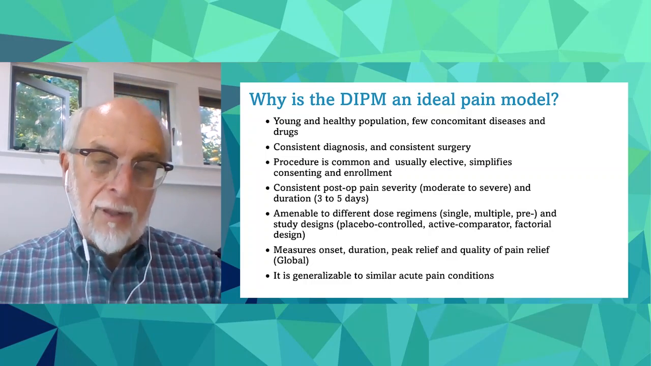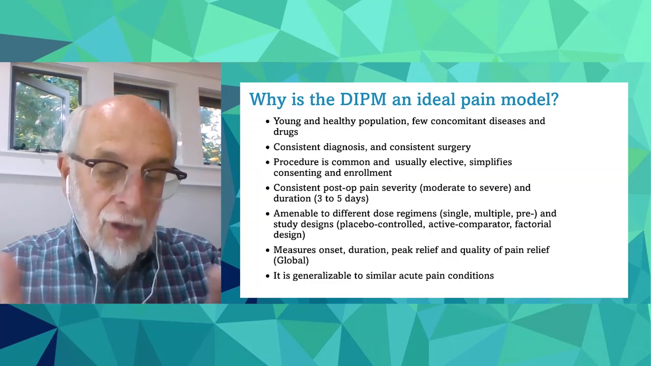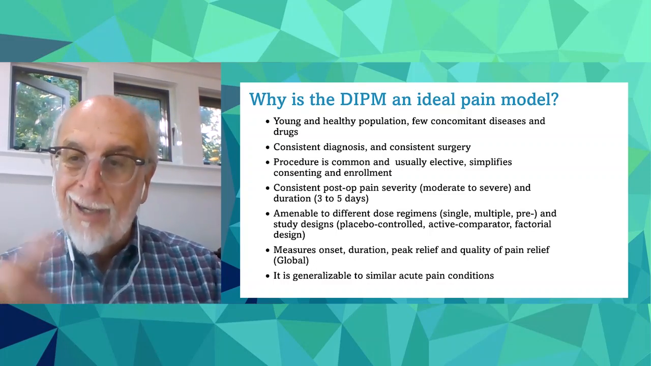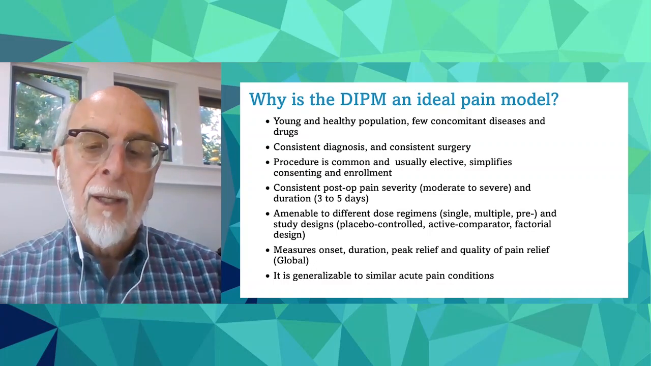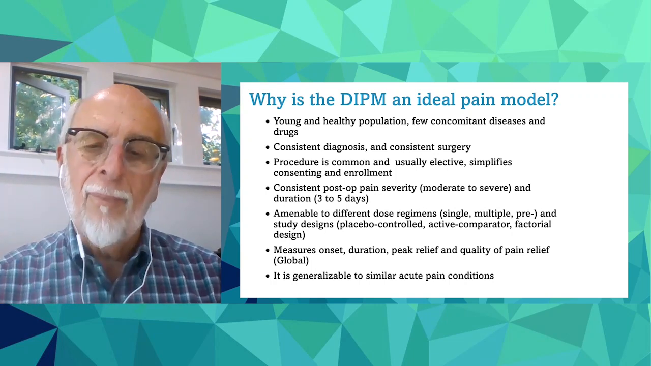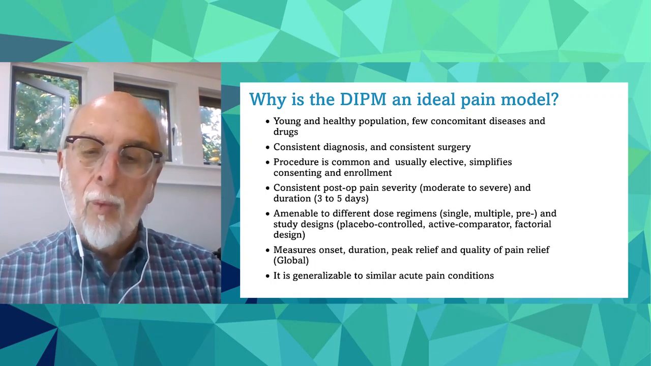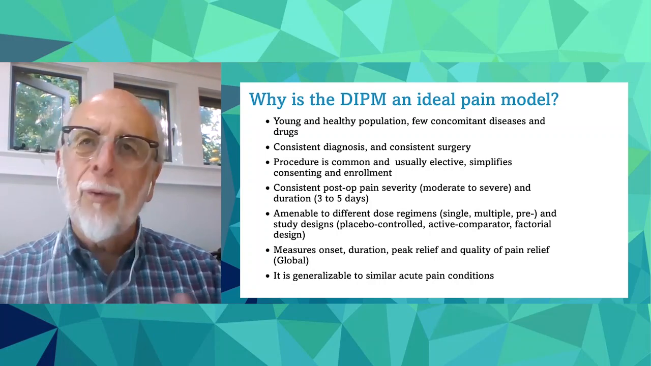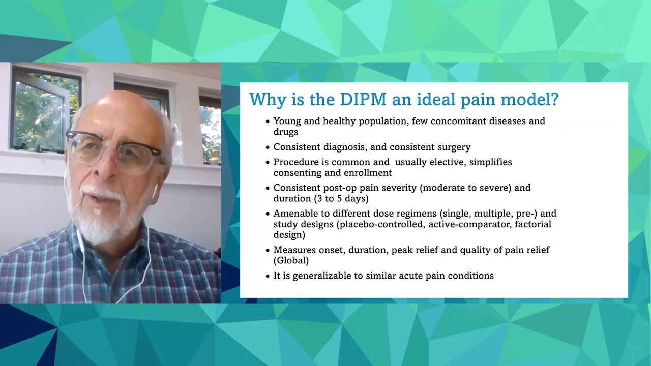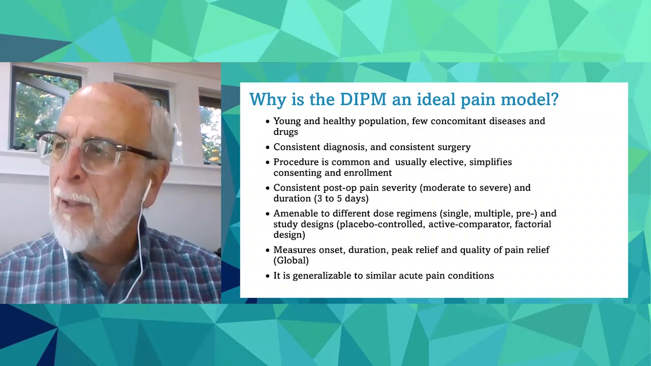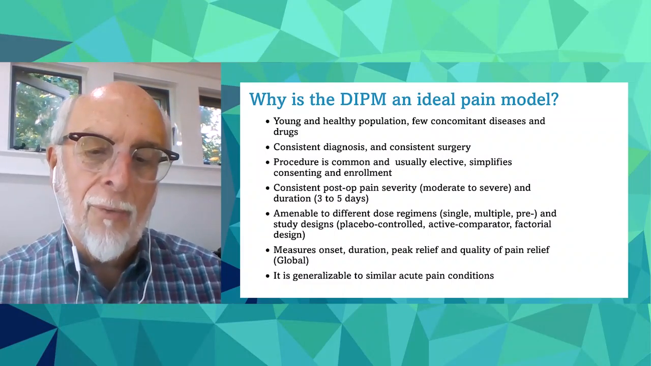And what we typically do is we'll measure onset using those stopwatches that I talked about before. We'll measure duration. How long does it last? We'll look at the peak effect. What's the best pain relief you get? And we'll ask about the quality of pain relief, or the global score. How would you rate this drug as a pain reliever? From poor, fair, good, very good, or excellent. And I'll show you some of those results.